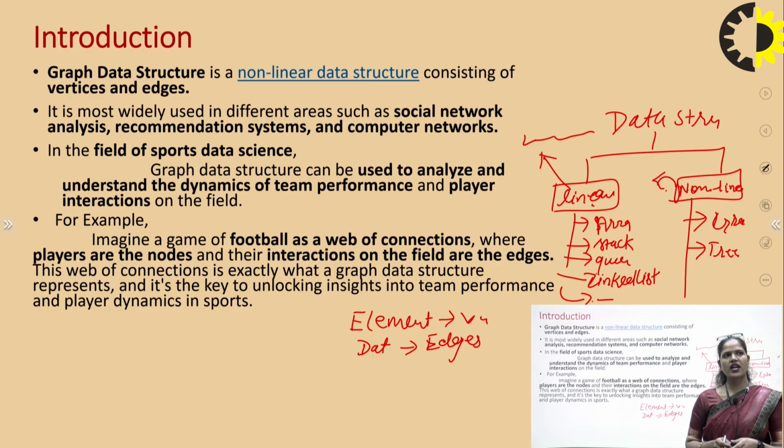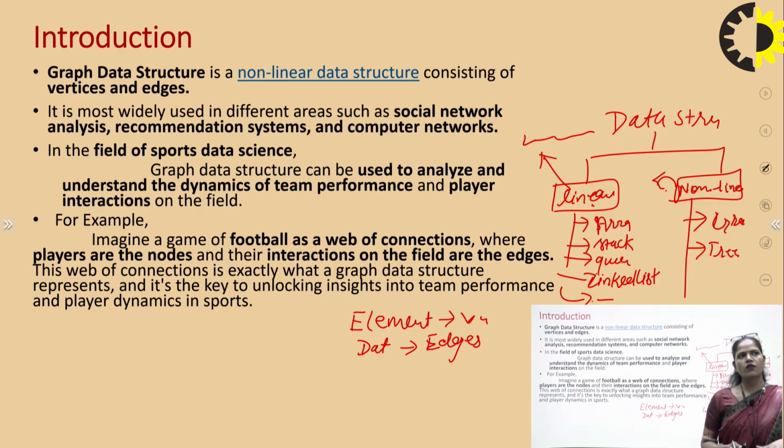It is most widely used in different areas. Let's take the example of social sites. Just for example, I have some friends and my friends also have some friends, and those friends have some other friends. So we are connected indirectly with each other, and that is an unstructured, or you can say non-linear, data structure, right?